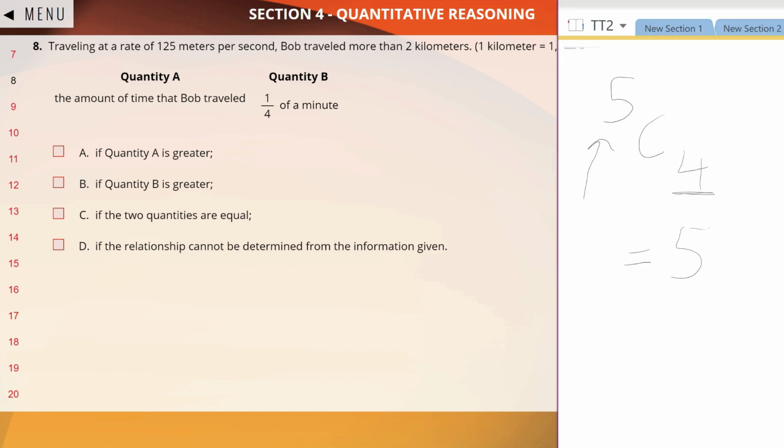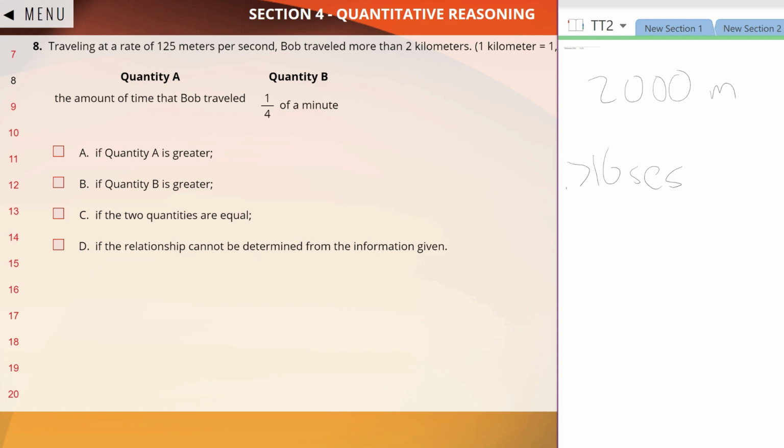So 2 kilometers is 2,000 meters. And we know he's going at 125 meters per second. So divide that by 125. 125 goes 8 times. It's that 12.5 again. 12.5 goes 8 times into 100. That's how I knew 3/8 was 37.5. Well, 125 goes 8 times into 1,000, so it goes 16 times into 2,000. So therefore it would take him 16 seconds, or more than 16 seconds, because he's traveling for more than 2 kilometers. Obviously you could use a calculator for this as well.